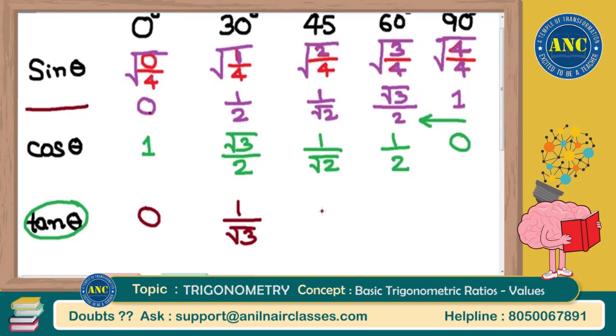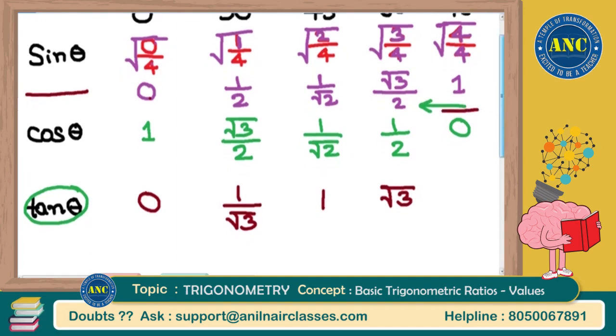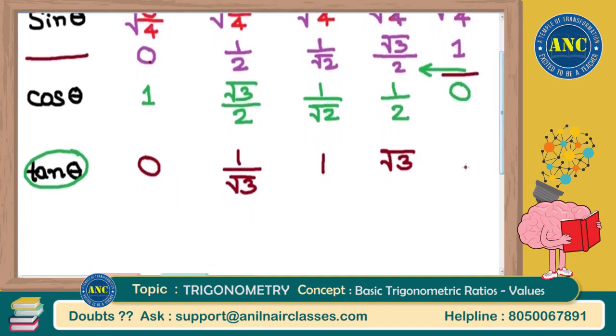When divided you will get it as 1. Root 3 by 2 by 1 by 2, it is root 3. 1 divided by 0. Whenever you have 0 in the denominator, it is nothing but infinity, or in some cases we will also tell it as not defined, right? Now let us understand this carefully, sir. It is infinity, or in some cases you can also tell it as not defined.